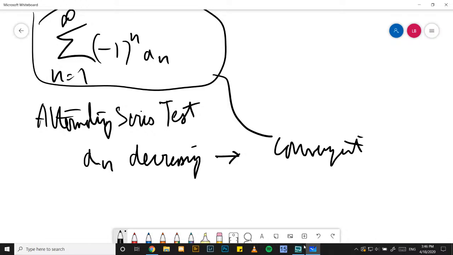Even if you had 1 over n, which normally would diverge if you just kept adding them, as long as it's decreasing, it will converge if it's an alternating series. So if it keeps popping up and down, it will converge. What you would say for this is that it's conditionally convergent. You would say that this series is convergent only under the condition that it's an alternating series.